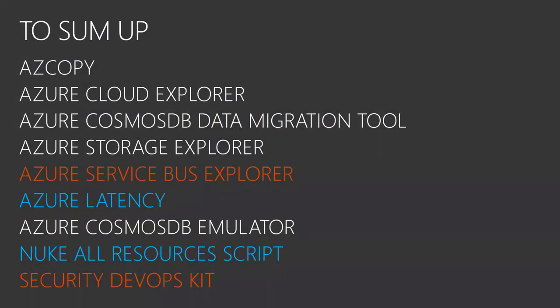Now, to sum up, what we should remember. First of all, AZ Copy is a very powerful tool if you want to move or migrate data, especially from Azure storage to AWS S3, or from another source to another storage. If you are working with the messaging system, Azure Service Bus Explorer is a mandatory tool that you need to use. Azure Cosmos DB emulators are also mandatory to be known and to be used by the teams that are using Cosmos DB.